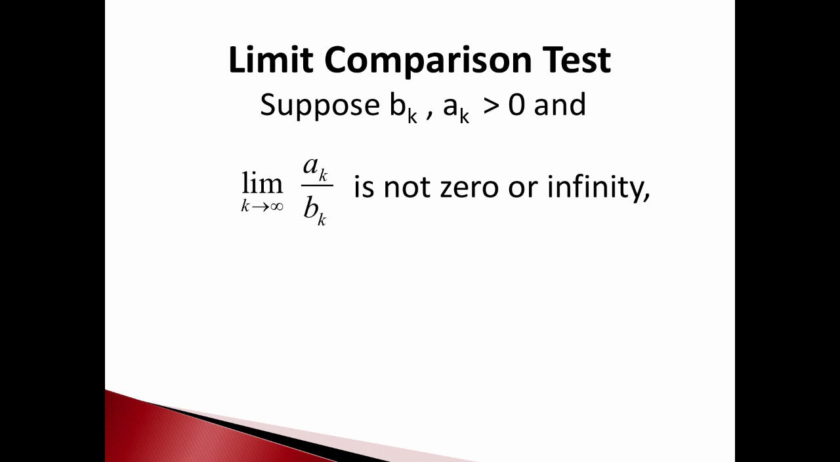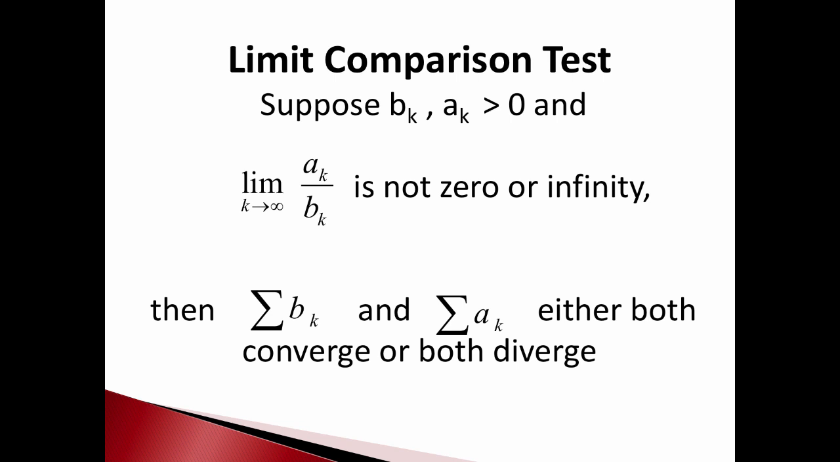In other words, if this limit exists and it's not 0 and not infinity, if it turns out to be a number like 7 or 15 or 3 or something, then it means that the a_k and the b_k powers tie. That's what we're really testing for. We're weighing these series against each other, and if this limit of the fraction that we've made isn't 0, which would mean the bottom's bigger, and isn't infinity, which means the top's bigger, it means they tie. And that means that the series have to do the same thing. They either both converge or they both diverge.